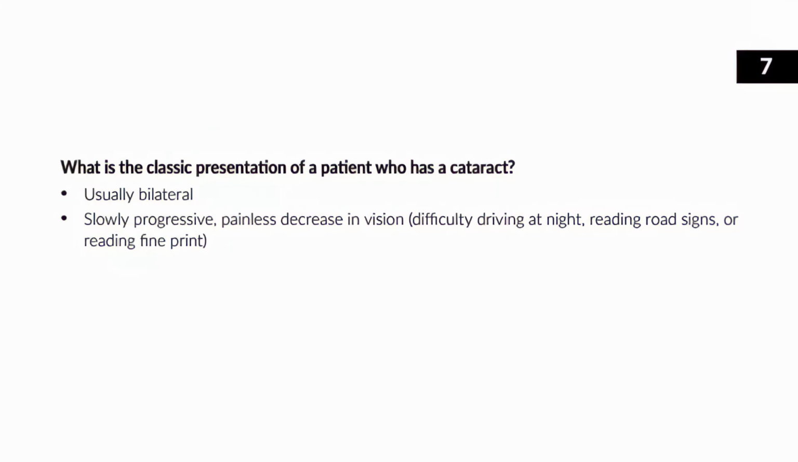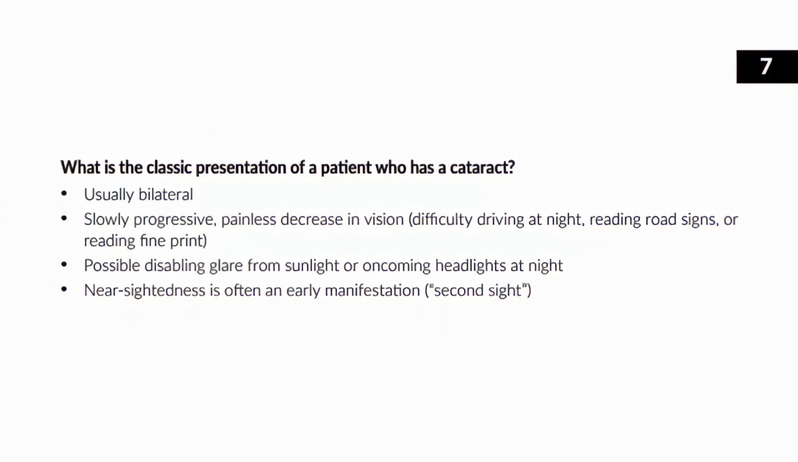Patients typically complain that they're having difficulty driving at night, having difficulty reading road signs or reading fine print. They may have disabling glare in bright sunlight or glare from oncoming headlights when driving at night. And early on, the patient may experience some nearsightedness, or "second sight." They were getting farsighted from normal aging and presbyopia, and then as cataracts develop, they start to become nearsighted and they realize they don't need their reading glasses anymore. So that might be a good historical clue.